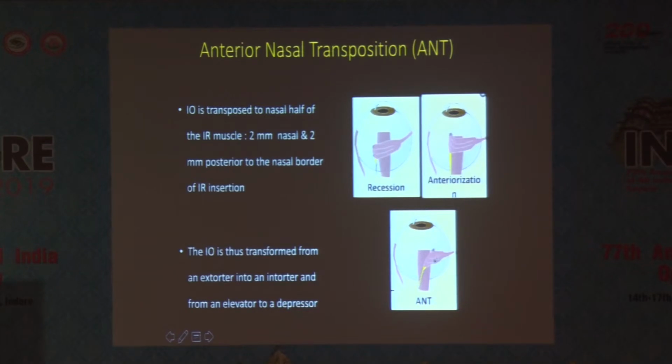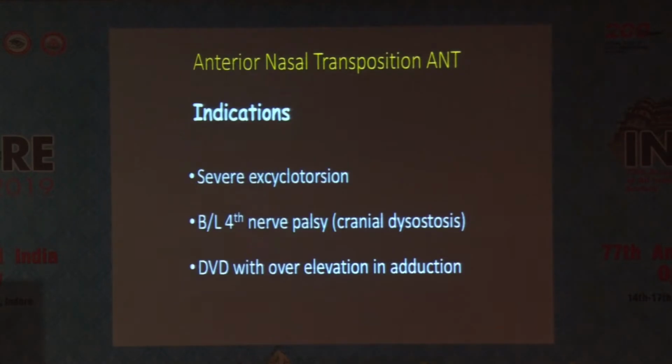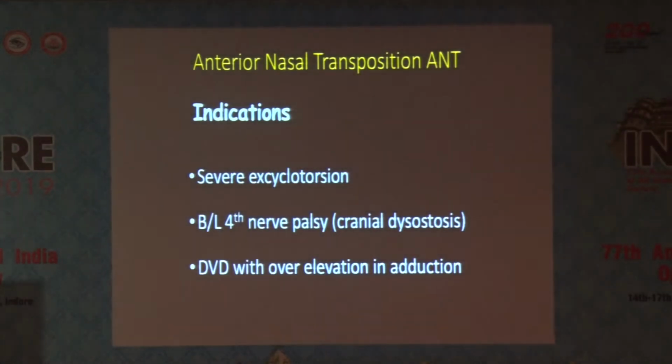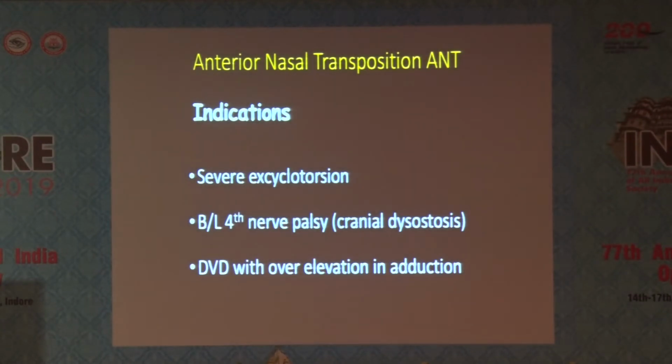Now, a relatively newer procedure, anterior nasal transposition, where instead of transposing to the temporal border, you transpose the muscle to the nasal border. So the inferior oblique is transformed from an extorter into an intorter. The indications would be a severe excyclotorsion, sometimes seen with craniosynostosis, and with DVD with over elevation in adduction.